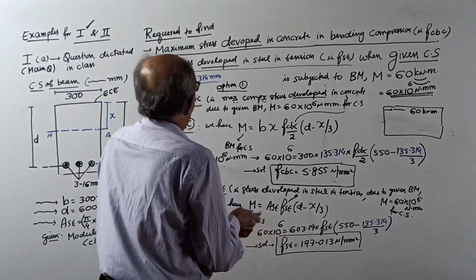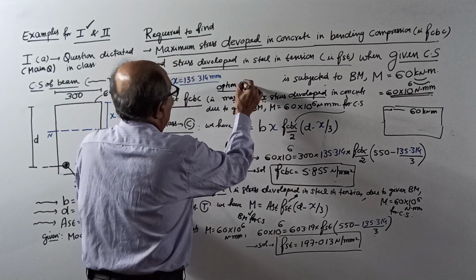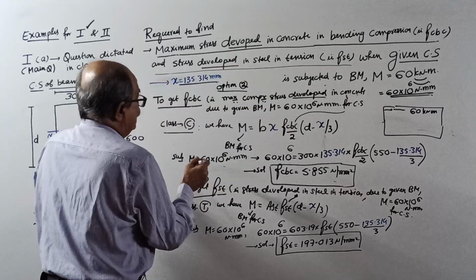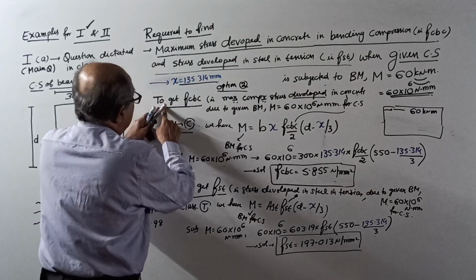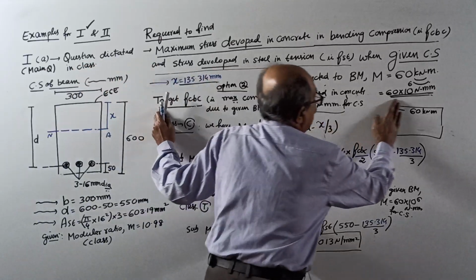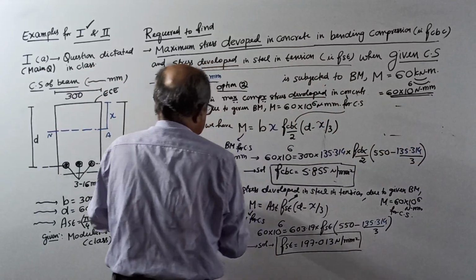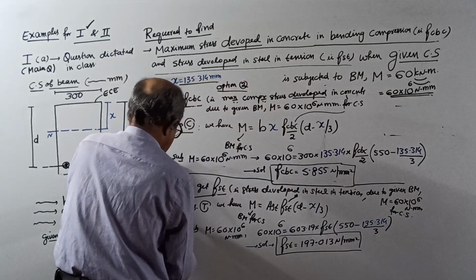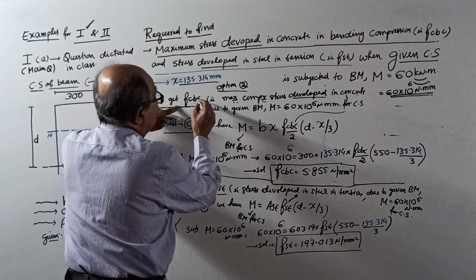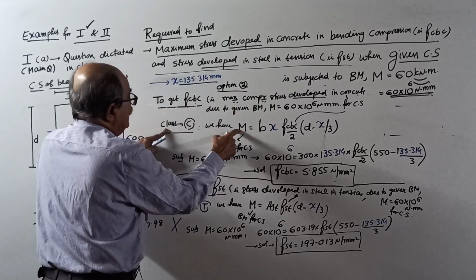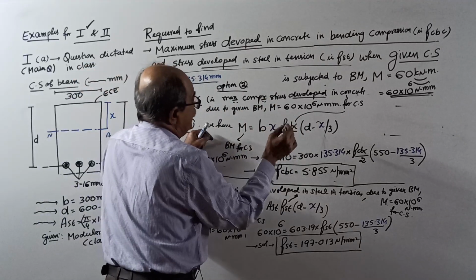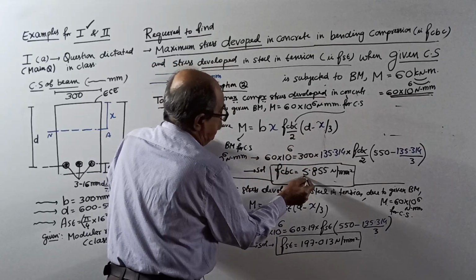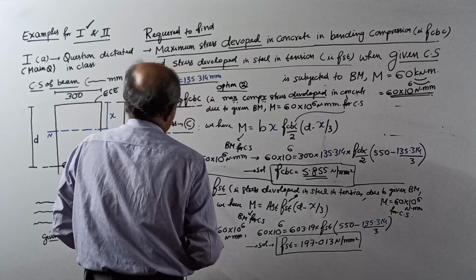Now I will go for option 2. X we got. First you get FCBC, using the expression for M in terms of C, based on the compression side. How much do you get? You will get 5.855 Newton per mm square.